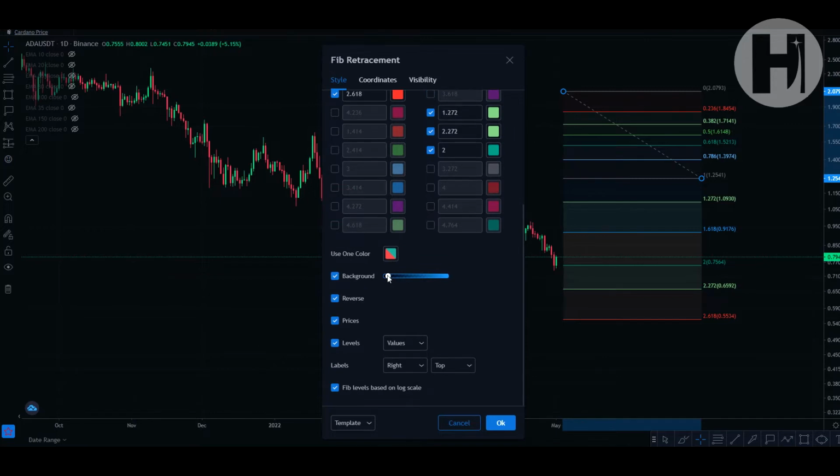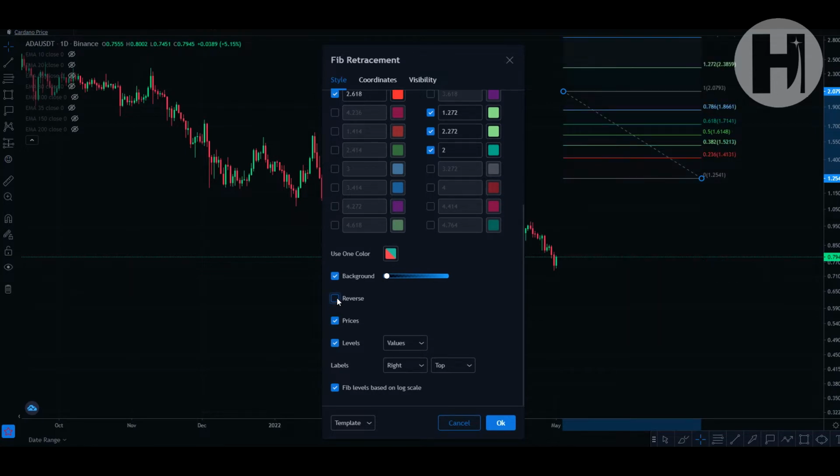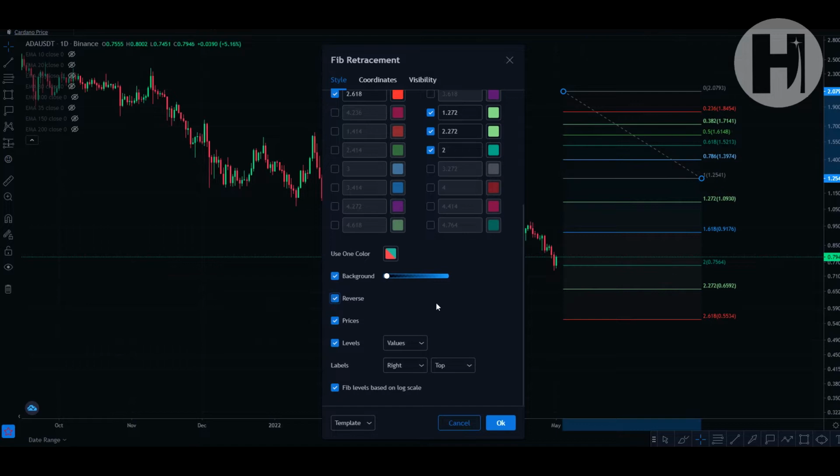I set my background to almost transparent over here. I have my Fibonacci retracement in reverse. That just flips it to the upside. You don't even have to do that; you can just set it up manually, but I like to have it in reverse. We have the prices that show on the right side, and you have the levels, the fib levels themselves.